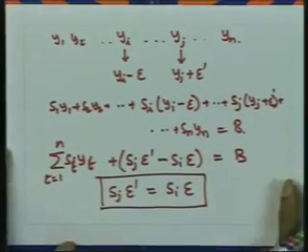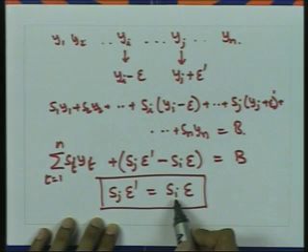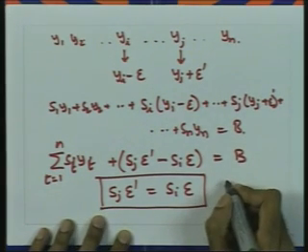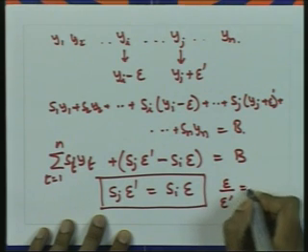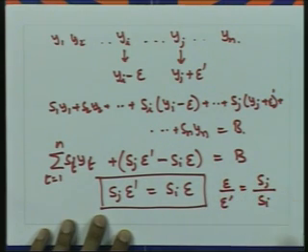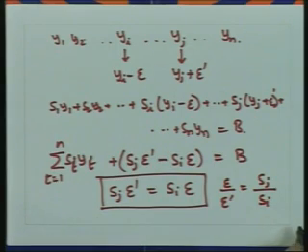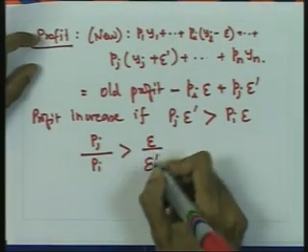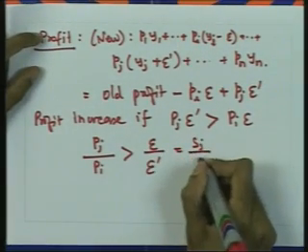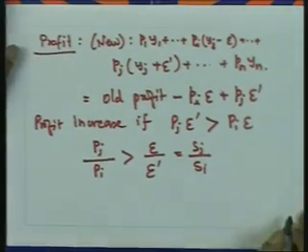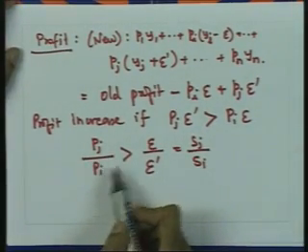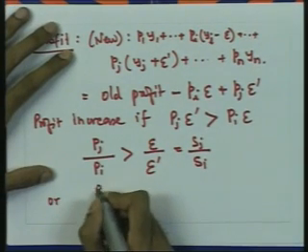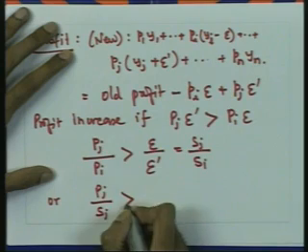Let me just pull back an old slide. Now, this says Sj times epsilon prime is Si times epsilon, which means epsilon by epsilon prime is Sj by Si. So let us just put this equality back into the other inequality. This epsilon by epsilon prime is nothing but Sj by Si. So there is a profit increase if Pj by Pi is greater than Sj by Si, or Pj by Sj is greater than Pi by Si.